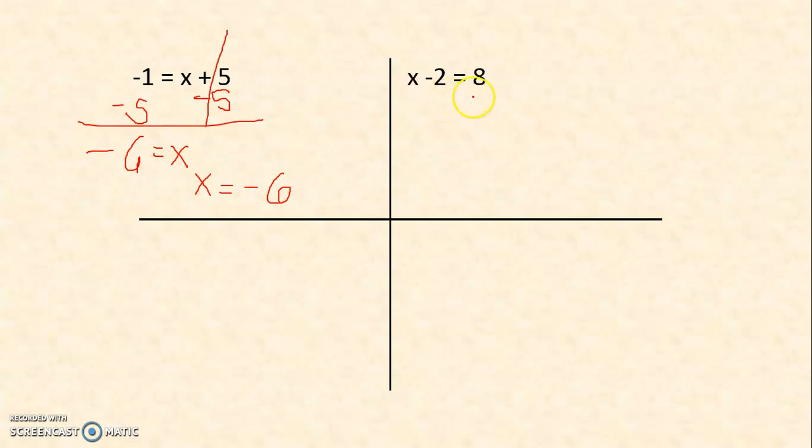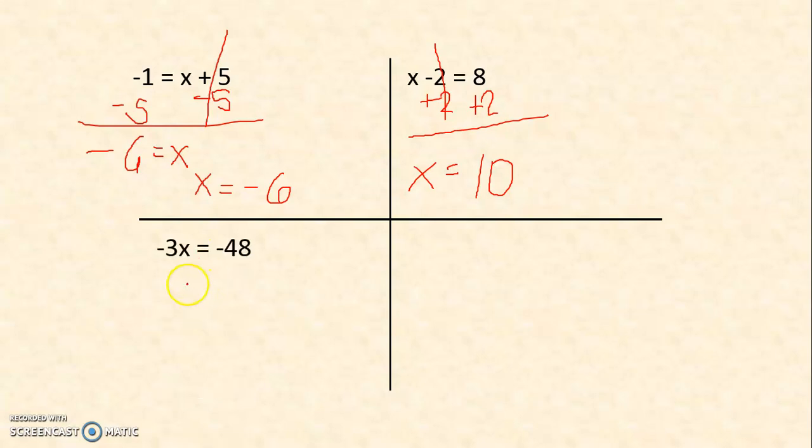Okay, the next one we have here, x minus 2 equals 8. So the opposite of negative 2 is positive 2. Do not forget, you need to write it on both sides of the equation. So you now have here x. Negative 2 plus 2, that is 0. Then 8 plus 2 is equal to 10.